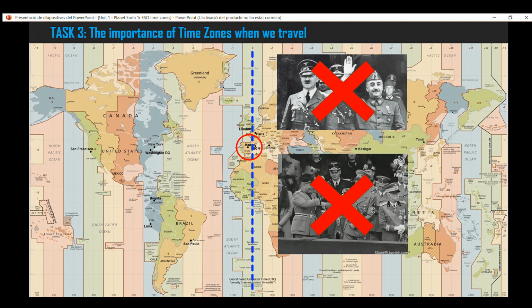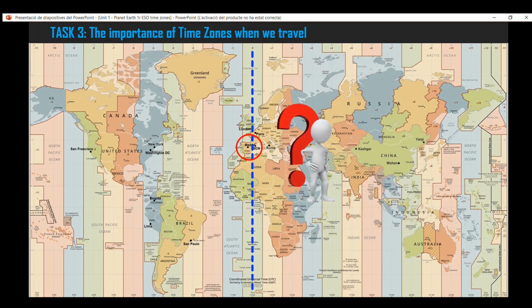So you might be wondering, why don't we get back to the Greenwich Mean Time? Well, as I said, this is politics. And unfortunately, this is not a primary issue to be discussed by politicians nowadays.